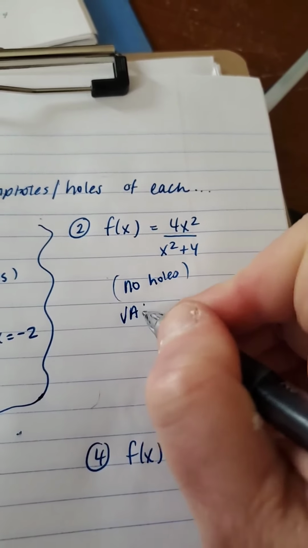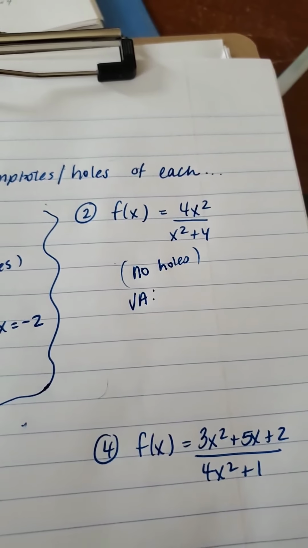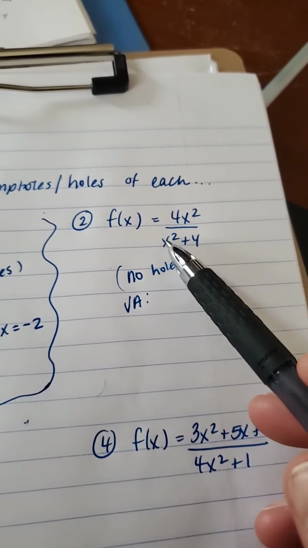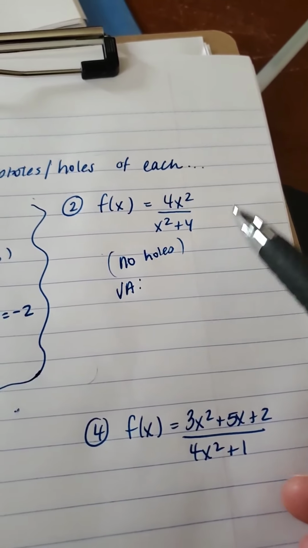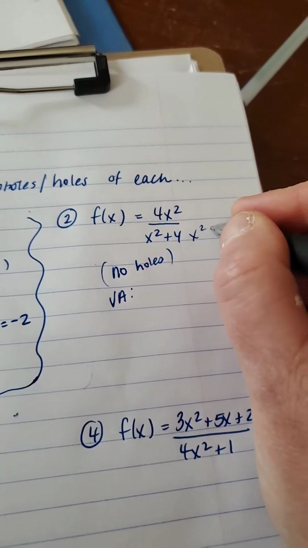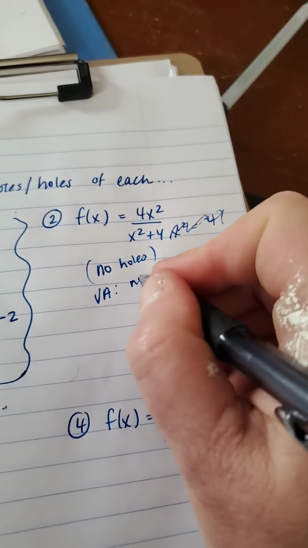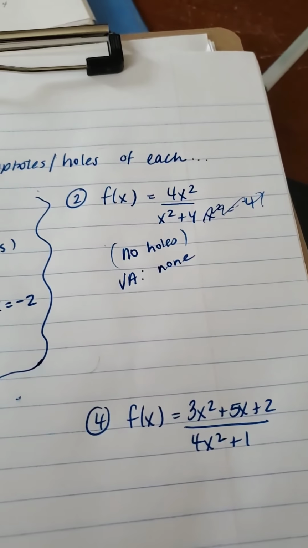Vertical asymptote, well, we're not going to factor anything, right? If you go try to solve this and you set x squared plus 4 equal to 0, you'd get this. We know it can't equal -4, so you're not going to get anything. So it's actually no vertical asymptote either.